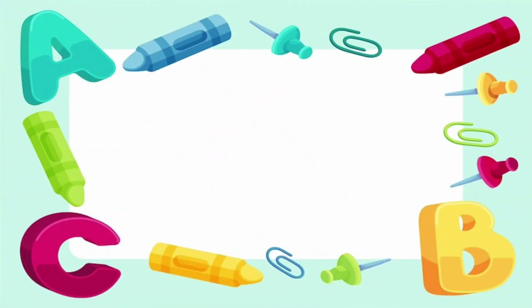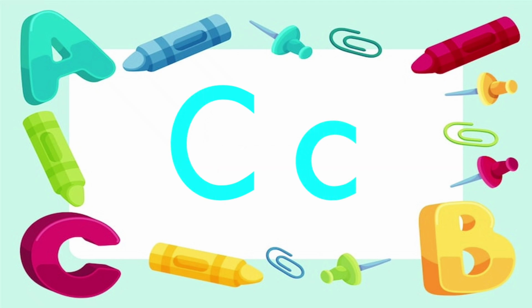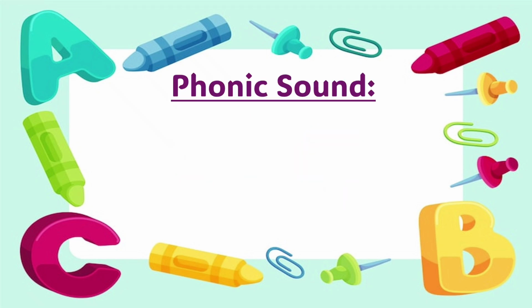Which guest will come next? It's C. The third letter of English alphabet. This is capital C. This is small c. The phonic sound of C is ka. Did you repeat? Ka.